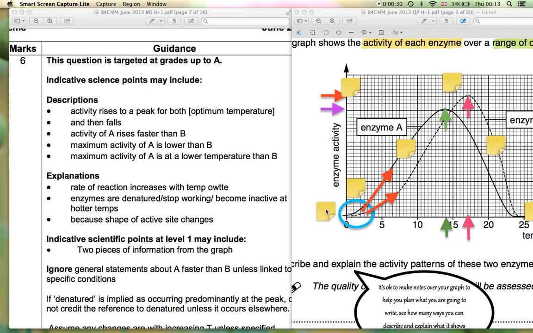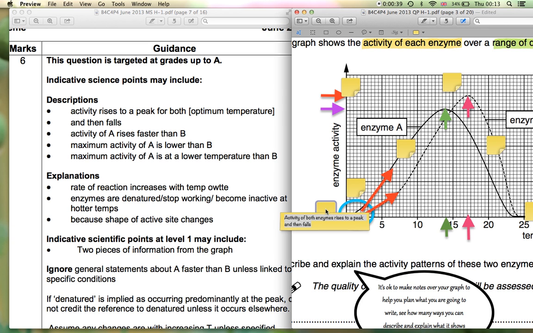So the first thing you need to do is describe how the graph changes as the temperature of your enzymes increases. The first point to note is that the activity of both enzymes rises to a peak and then falls. That's true for A and B. And you can see, starting from the blue circle, both lines go up and then down. So first thing to note is this area shown with the red arrows.